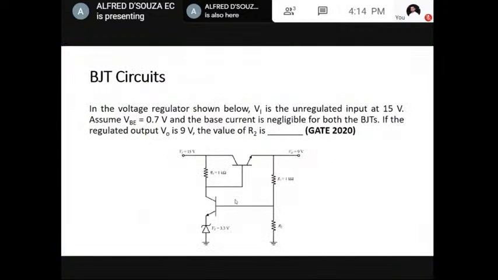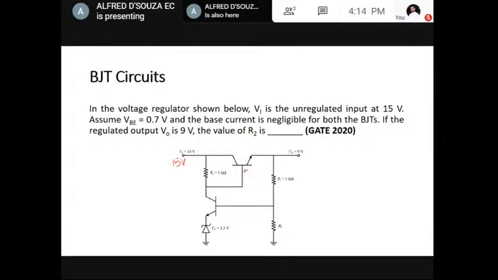See the next. This is very interesting. You will get a lot of questions like this. This was asked in GATE 2020. Previously also they have asked similar questions. This is the internal circuit of the voltage regulator. VI is the unregulated input, that is 15 volt.